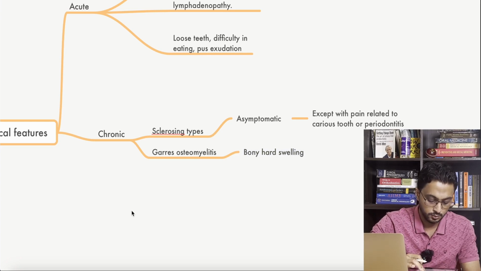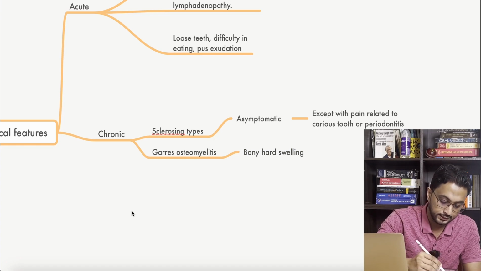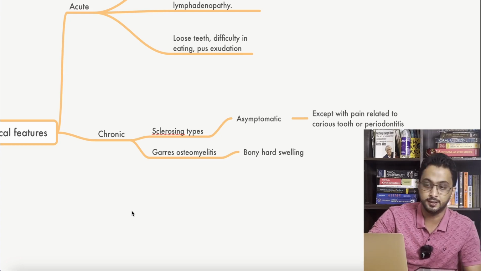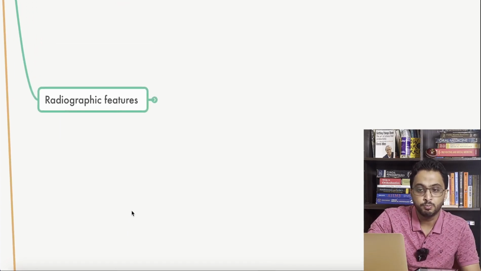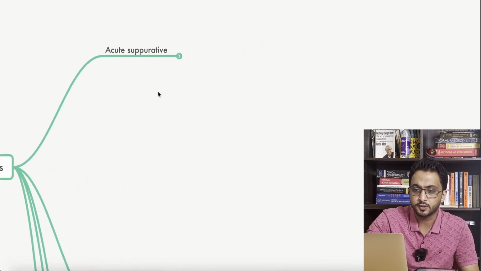I just want to add here the periosteum. And one more point, that there is swelling in Garre's osteomyelitis. Now finally, the most important area of discussion is going to be radiographic appearance. Individually, I'll discuss one by one.